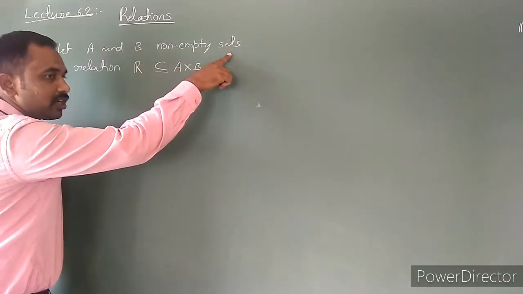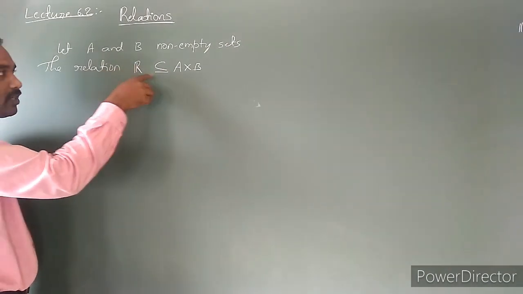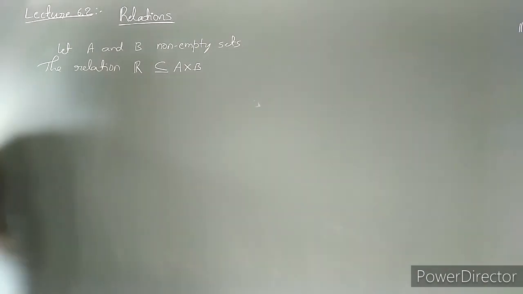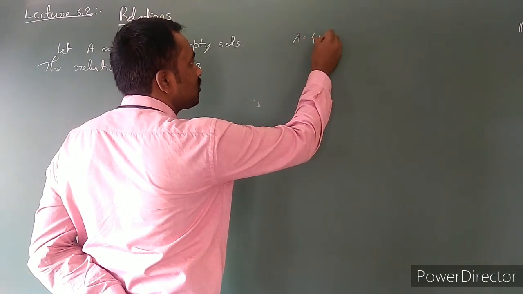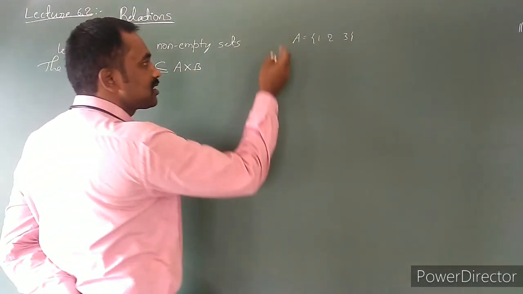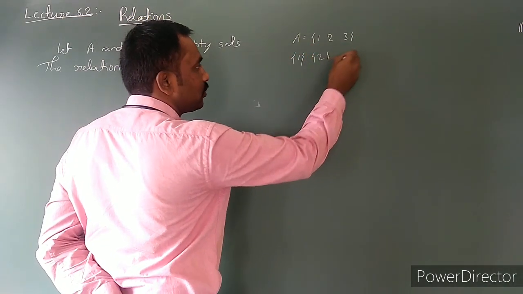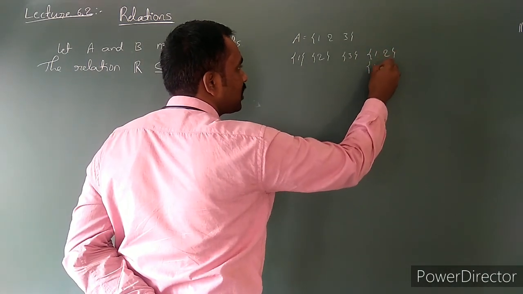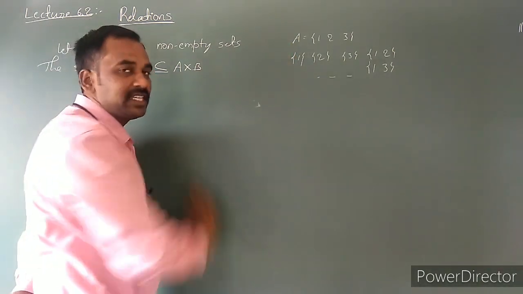Let A and B be two non-empty sets. Then R is said to be a relation whenever it is a subset of the Cartesian product A cross B. We already know the subset. Suppose A is equal to {1, 2, 3}. What are the subsets of this one? The singleton sets {1}, {2}, {3}, and two-element sets {1, 2}, {1, 3}, etc. These are all subsets of the given set A.